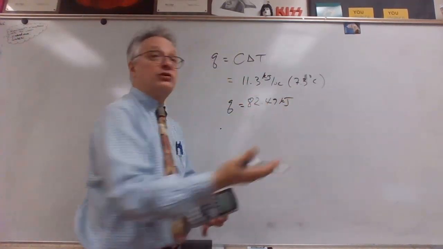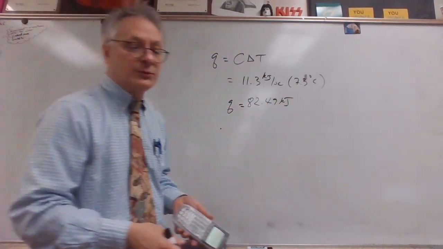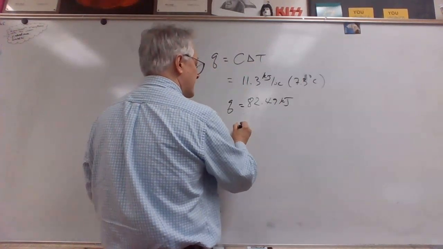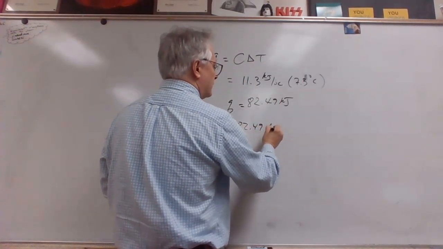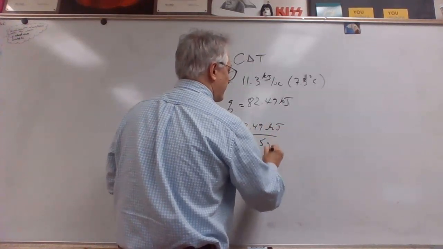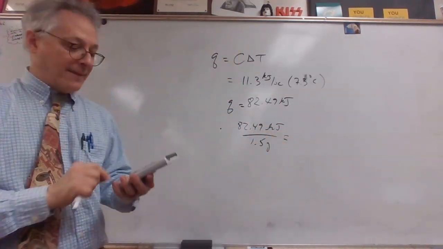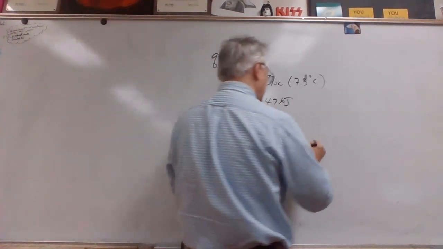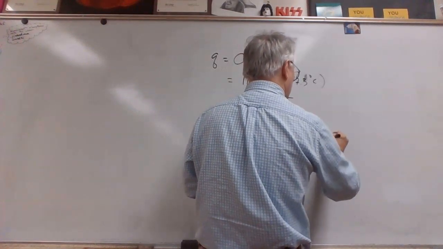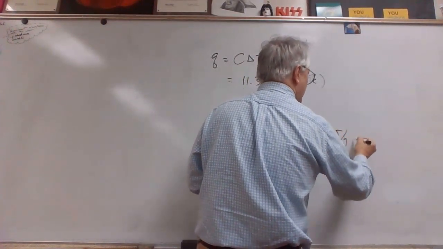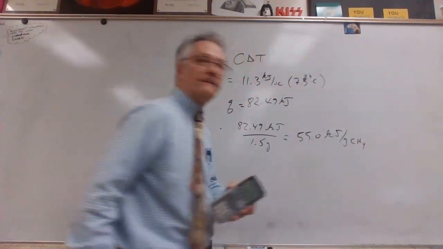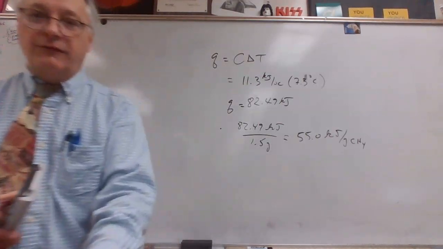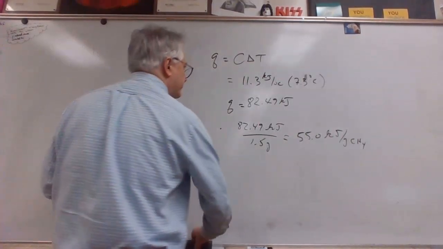And now if we want kilojoules per gram, we just divide by the number of grams, which is 1.5. So for heat per gram, I'm going to take 82.49 kilojoules, divide it by 1.5 grams, and that'll give me kilojoules per gram. And you get 55 kilojoules per gram of methane. Pretty easy. And now let's do the same thing for the hydrogen gas.